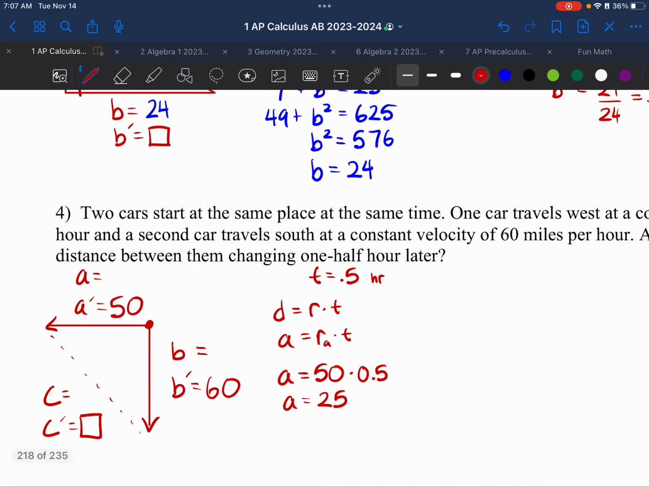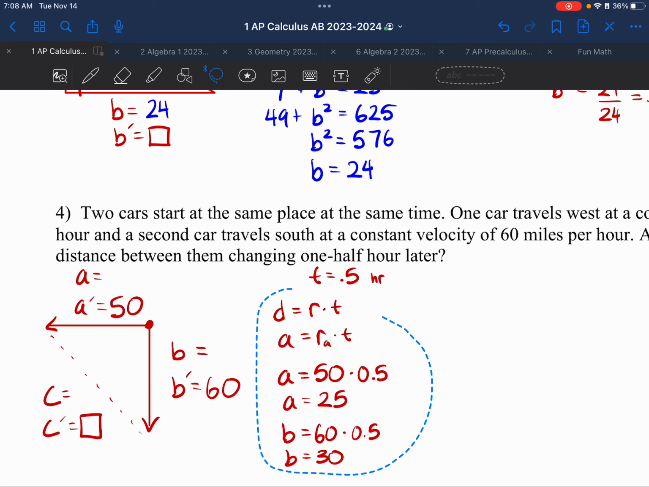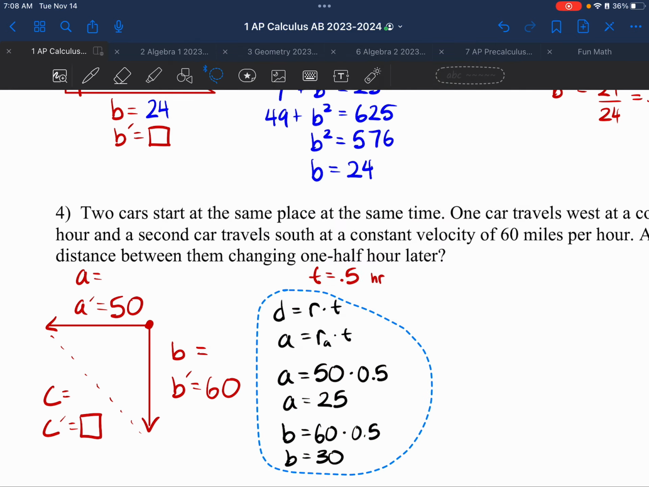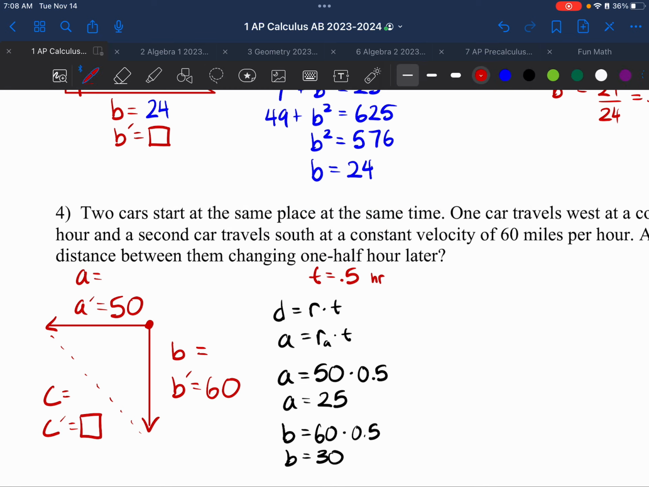And I'm going to do the same thing with B. So B is going to be equal to 60 times 0.5, and therefore B is going to be equal to 30. And maybe I should change those to a secondary color so it makes sense for the static answer key. I'm going to say all of these were a second step, so let's make all of that black. And then I can come up here and say, okay, that was one of the steps, which means A is 25, and B was 30. So we got that from the black step.